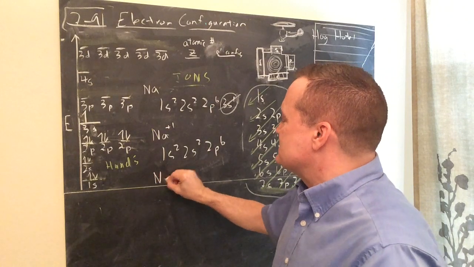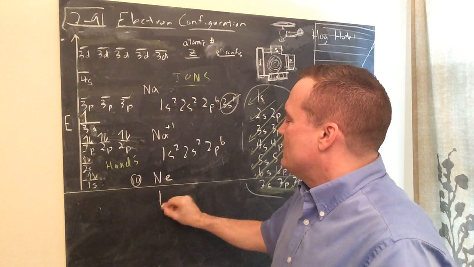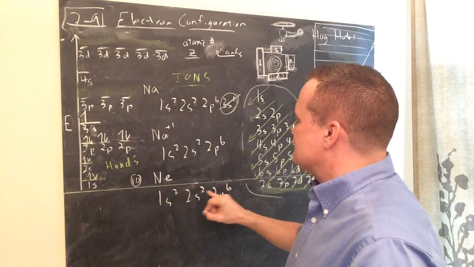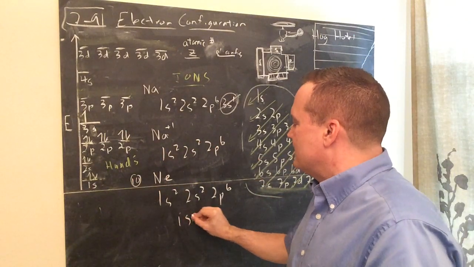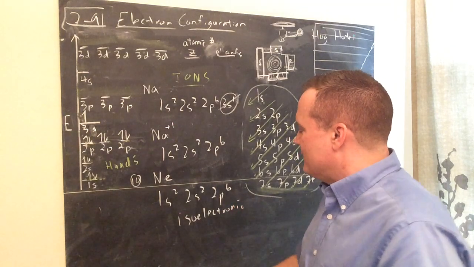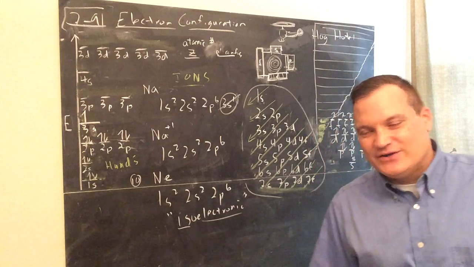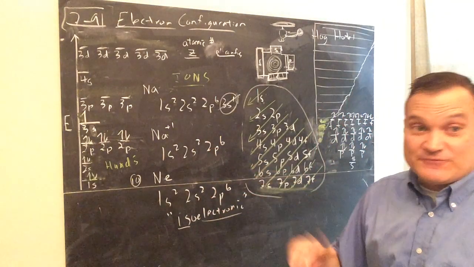And I'm going to bring this up. This is in another section, but I'm jumping ahead. Neon has 10 electrons: 1s2, 2s2, 2p6. So we call those isoelectronic. And you're going to see it later, but I just thought I would tell you now. Isoelectronic means they have the same electron configuration. So two things can have the same electron configuration, but they're different elements.